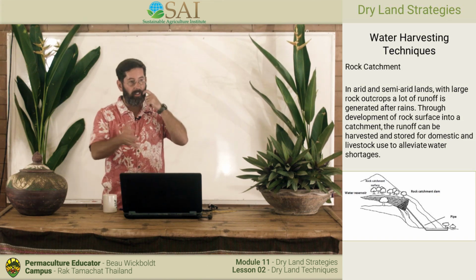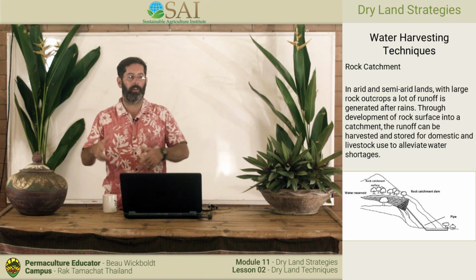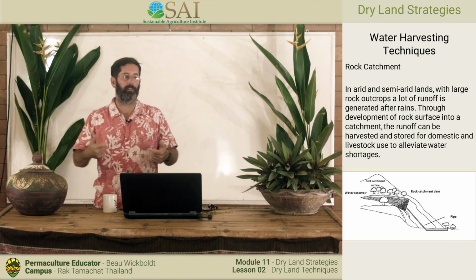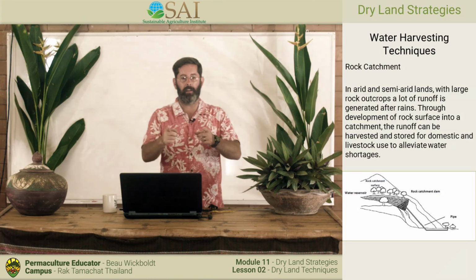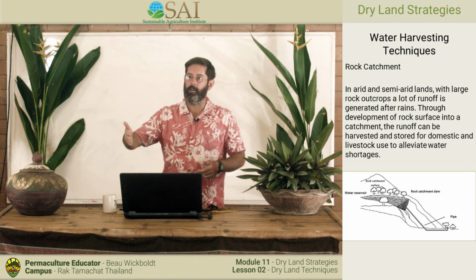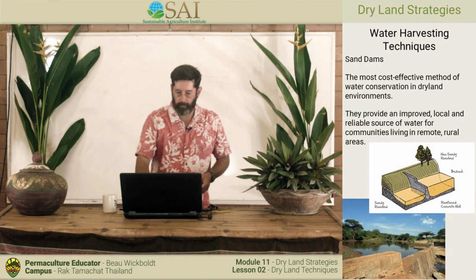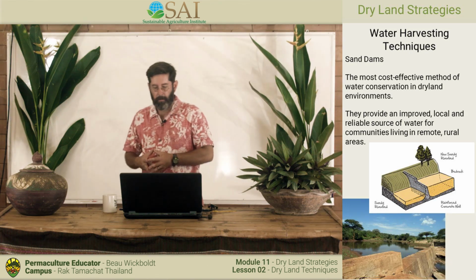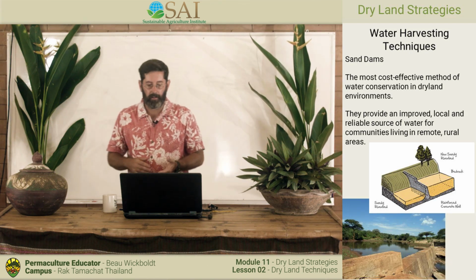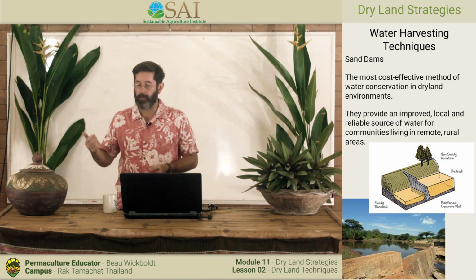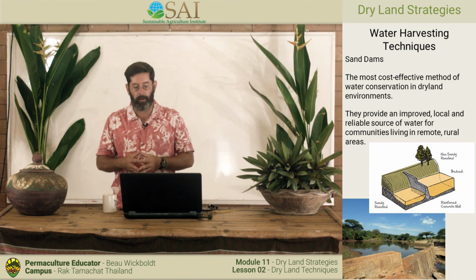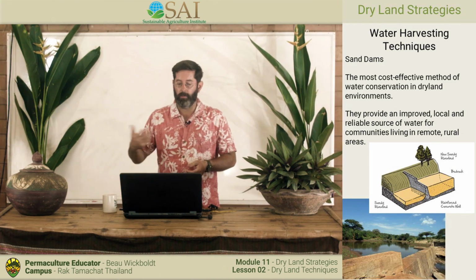So water solutions, trying to harvest water in arid lands, is one of the first techniques that we're going to look at. And when we do that, we slow the water down, because it does rain, but it's going too fast. If we can slow it down, then we can store it. So again, the sand dam here: the most cost-effective method of water conservation in dryland environments.